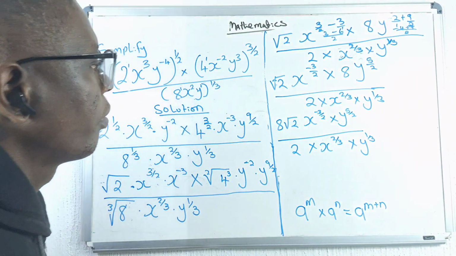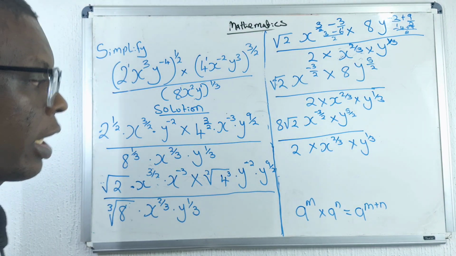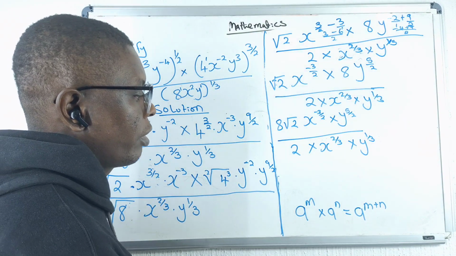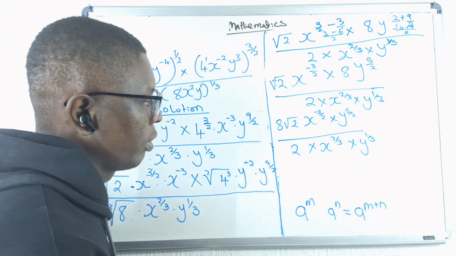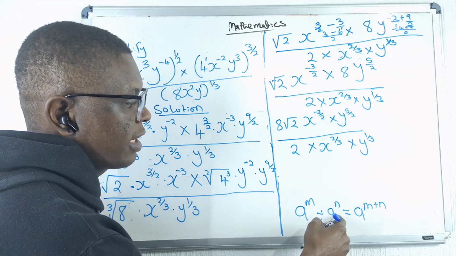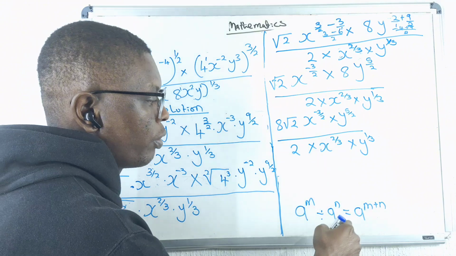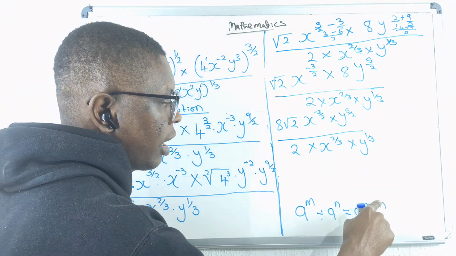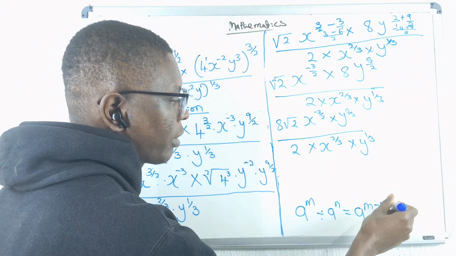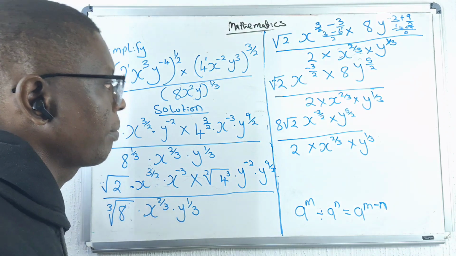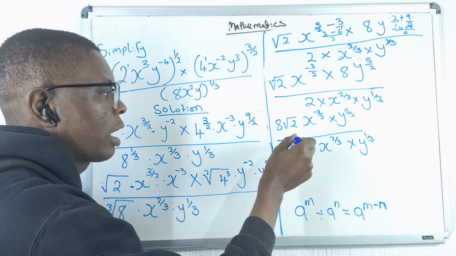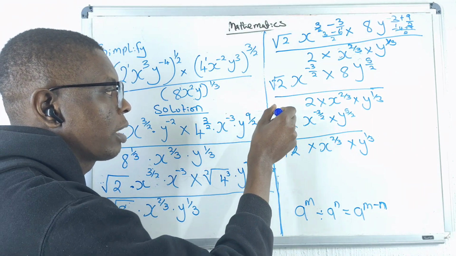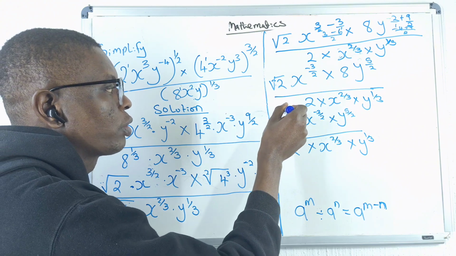Okay, this will take us to another rule again. Now, it will take us to the division rule. When the bases are the same, you take one of the bases and then you subtract the powers. That is what the division rule talks about. So here now, 2 can cancel out 8, and we have 4. So we are left with 4 root 2 here.